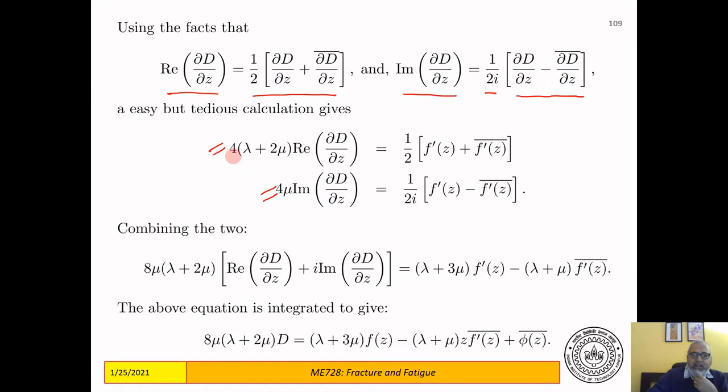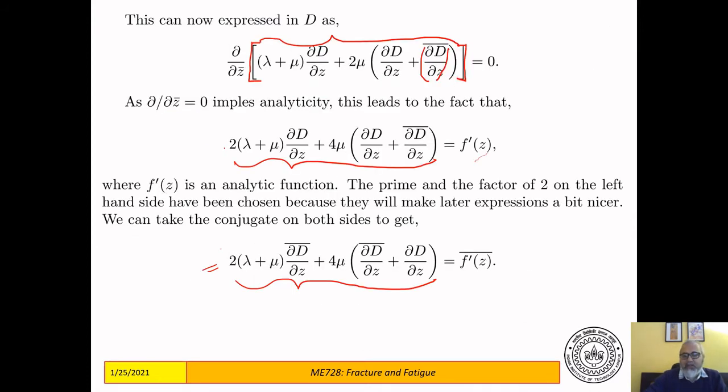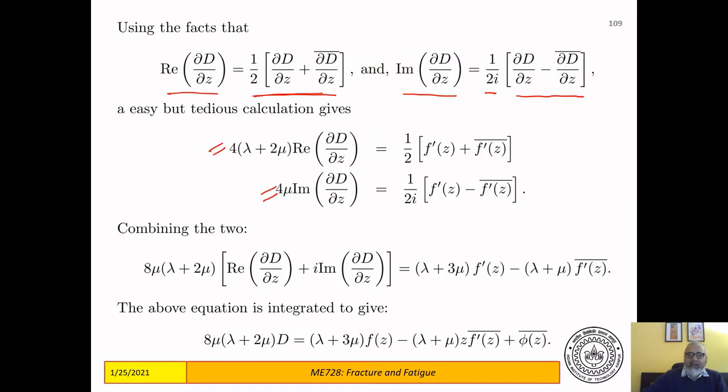using these two equations and using the fact that the real part is this and the imaginary part is this, I will be able to separate the real and imaginary parts of del d del z, and they are these two. So this is the real part and this is the imaginary part of del d del z. Remember, d is actually u plus iv, which contains our displacements in the x and y directions. Now combine the two, write the real part plus i times the imaginary part, and just adding the two, this is what we will get.